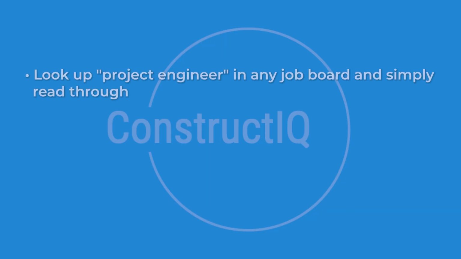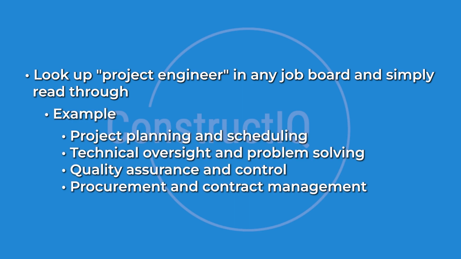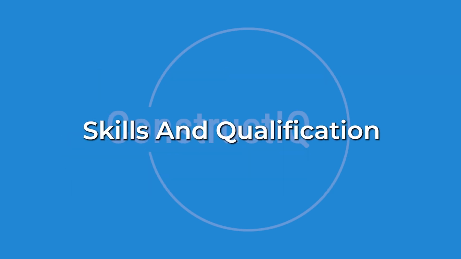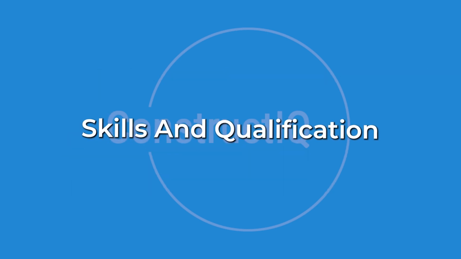If you want to understand the job role and responsibility of a project engineer, the easiest way to do that is to go onto any job board or place where they post jobs and simply type in project engineer. From there, you'll be able to see clear position descriptions that explain the job roles and responsibility of a project engineer from the perspective of the company that would be employing you. You can see exactly what skills and qualifications people want.